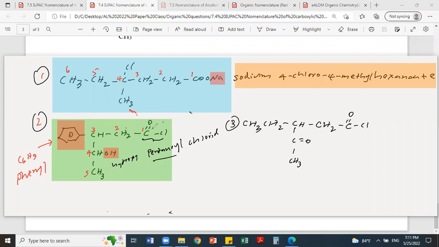Right? That's why no part marks. So if you have made a simple mistake, they will not give marks at all. 0 marks. That's why you have to write it perfectly.